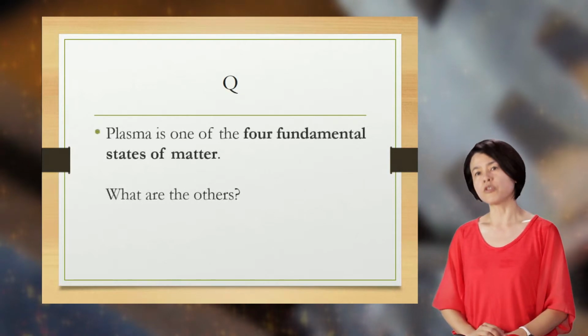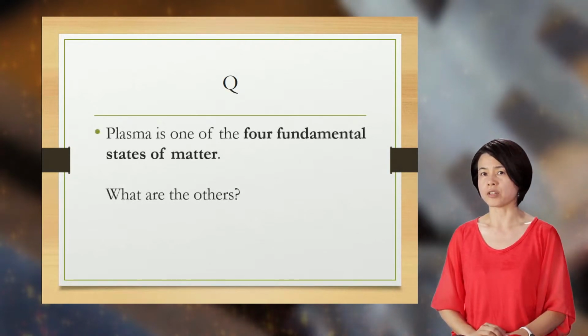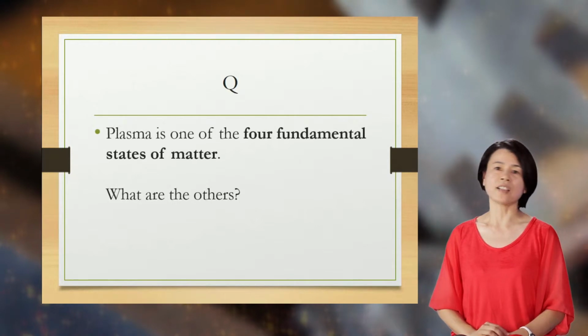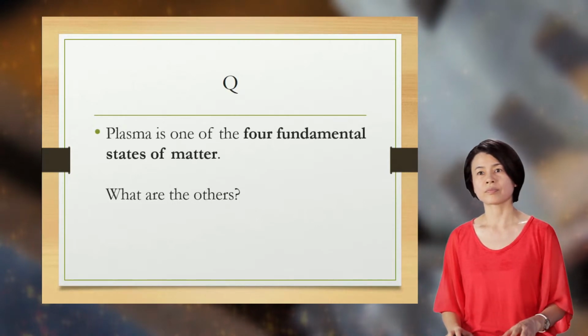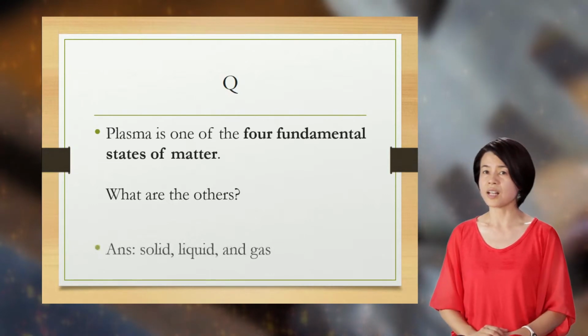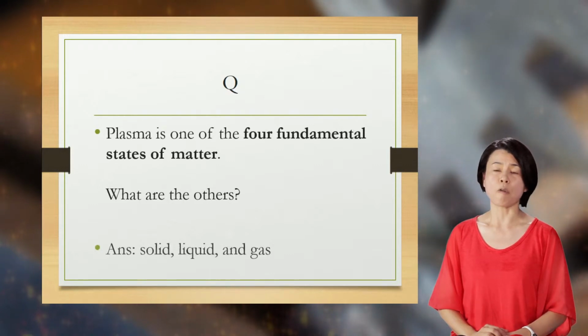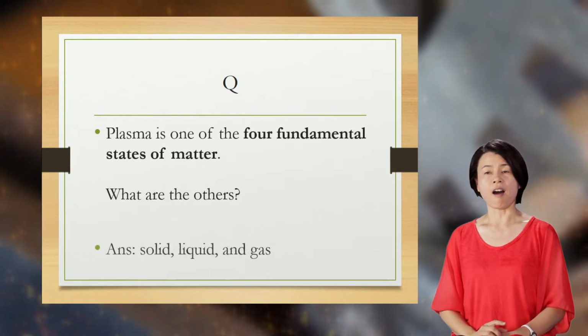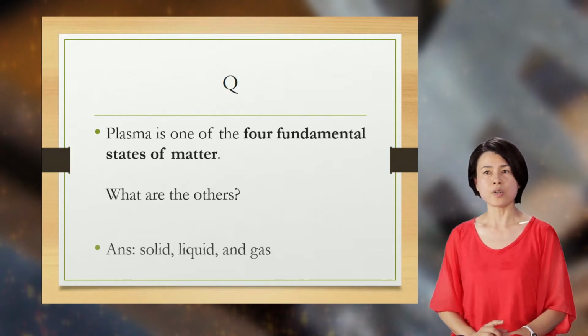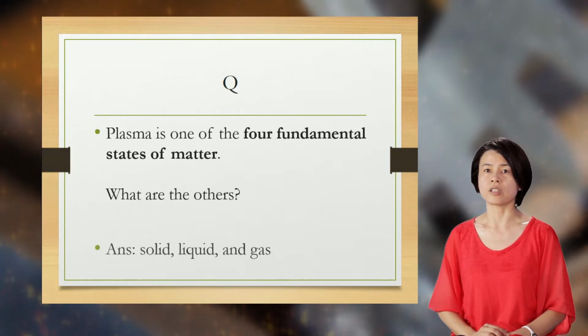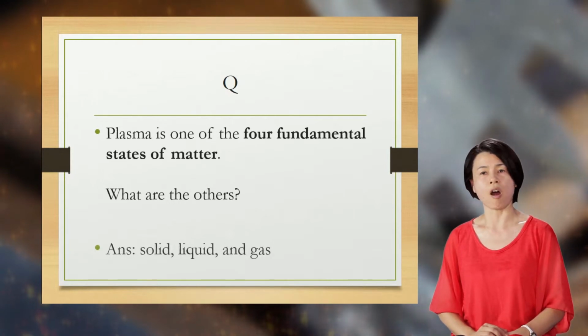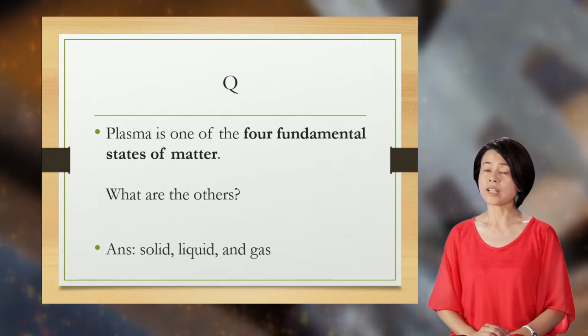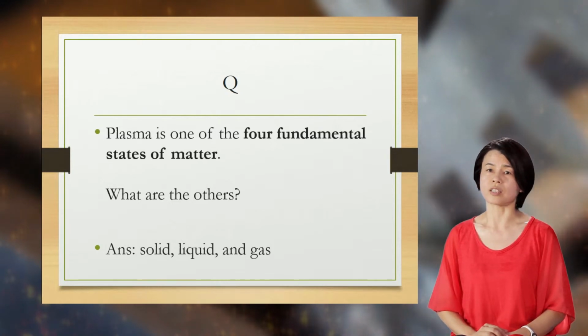Plasma is one of the four fundamental states of matter. So, what are the other three? The answer is solid, liquid, and gas. These are the fundamental states of matter, which can be seen on Earth naturally. On the contrary, plasma is matter in an extremely high energy state and cannot be seen naturally on Earth. So, where can we see a plasma material naturally?